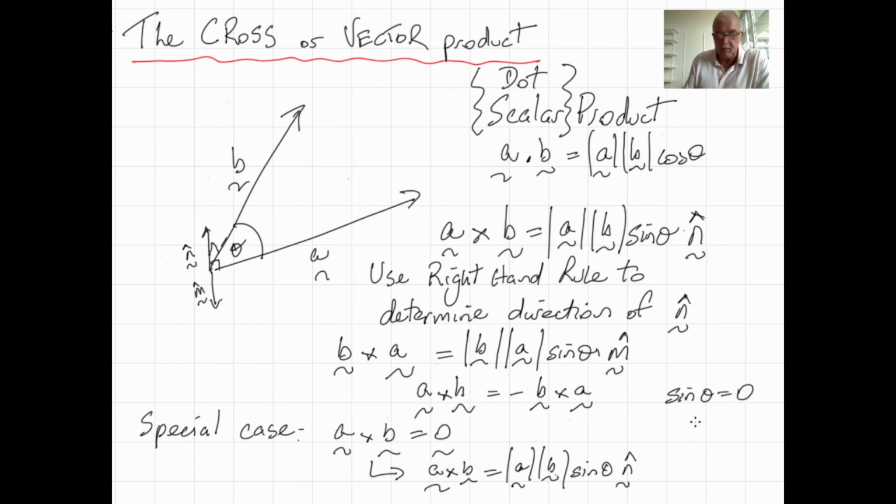If sine of theta is equal to 0, we go back to our unit circle. What angle has a sine of 0? Theta must be equal to 0, so therefore the angle between the two vectors is 0 degrees. Now what does that mean? That means that A must be parallel to B. So if the cross product is equal to 0, then the two vectors must be parallel to each other.